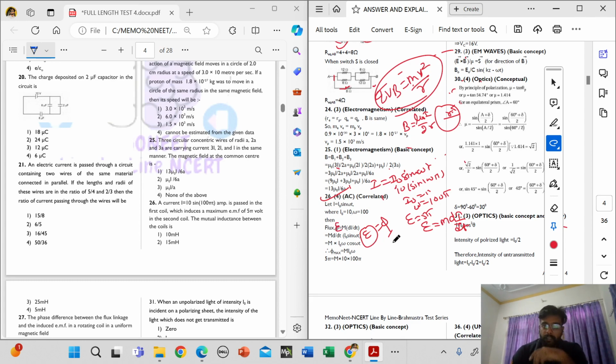This is EMF. And we know that I = I naught sin omega t. So M d by dt of I naught sin omega t. On differentiation we get I naught omega cos omega t. Now put in the values that we have been given. We want to calculate the EMF, that is 5. I naught, we know, is 10. And omega, we know, is 100.